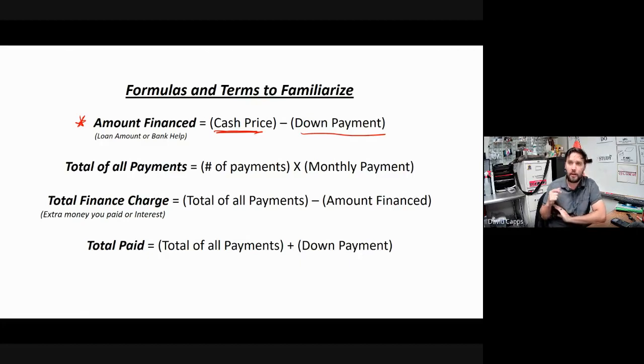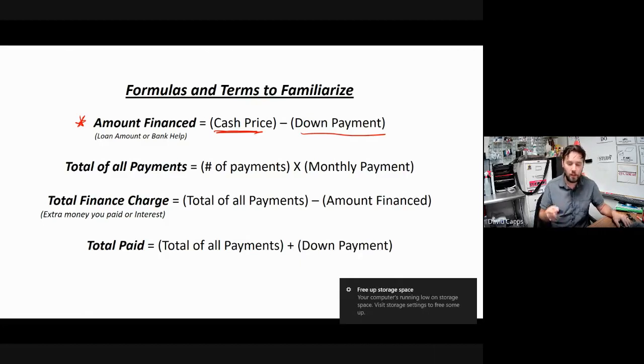Traditionally with a house, they want you to put 20% down of the value of the house. So if I buy a $100,000 house, they're going to want me to put down 20% or $20,000. So the amount I will finance is the cash price, which is $100,000 minus what I put down.